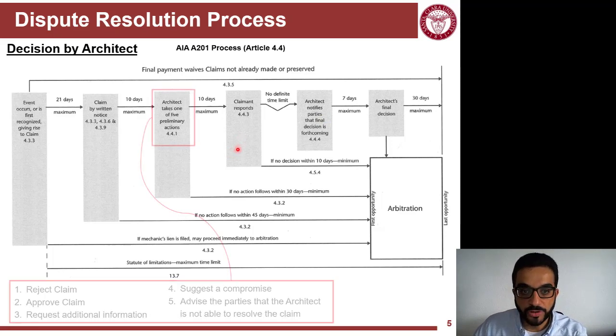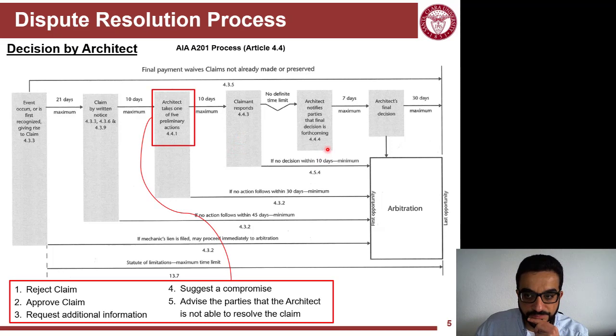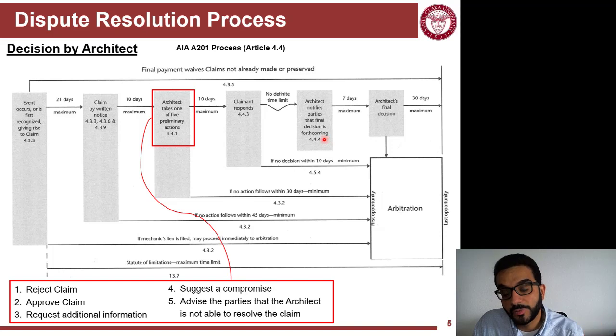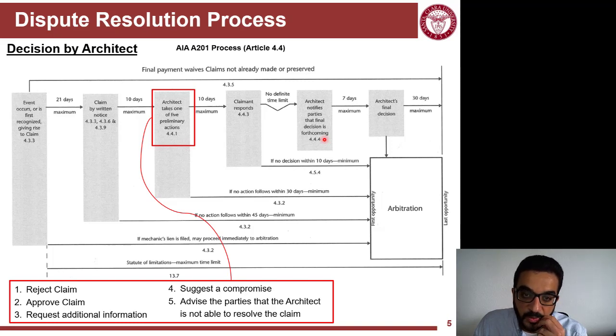At some point, the architect will take a decision, and this decision can be to reject the claim, meaning that the next step, if the contractor is still not happy, is to move to the next step in the dispute resolution ladder. They can approve the claim. In this case, the owner will still have to accept that, but typically they will, and that claim will result in a change order.